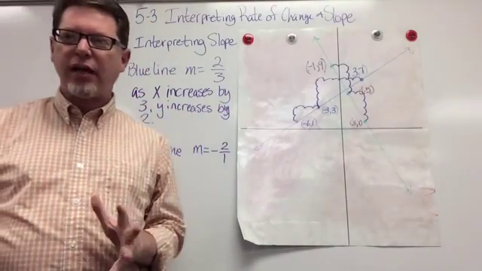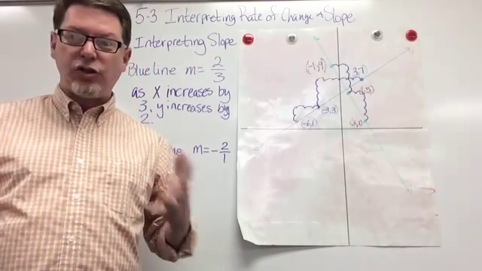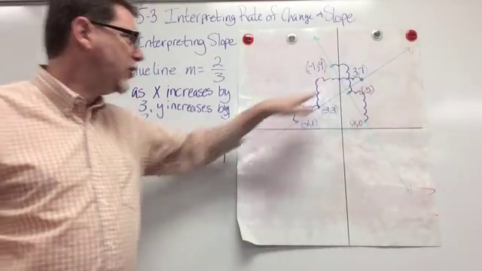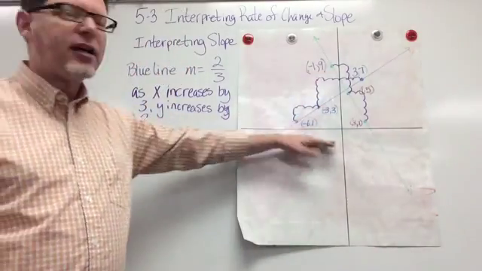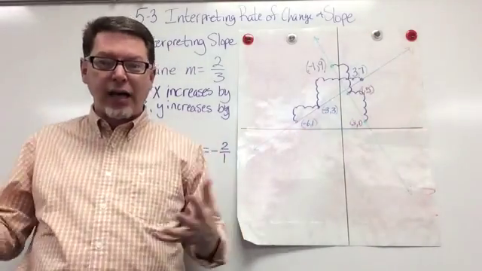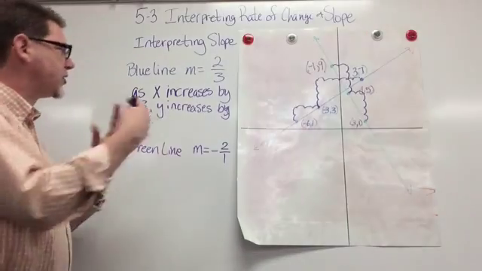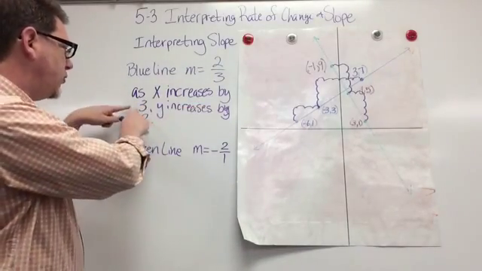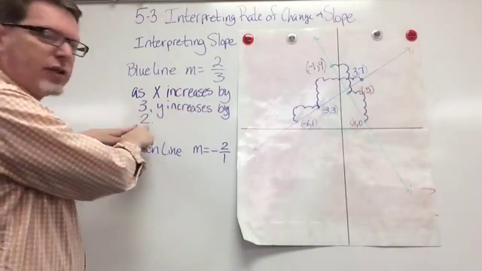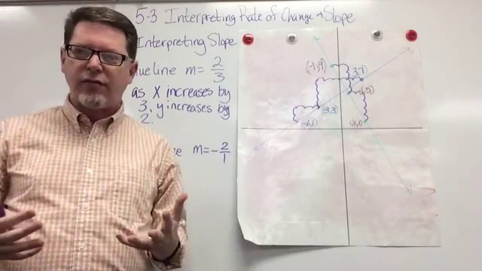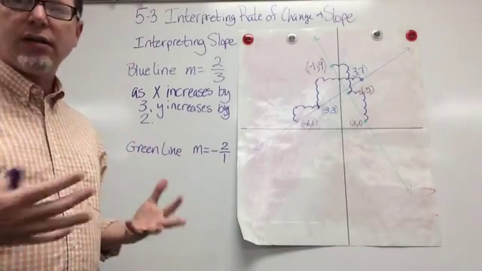Now, typically, you would have a real-world situation that you would be graphing on these lines, and x would be identified as time, perhaps, and y would be identified as distance. So it could be, so every time you traveled 3 minutes, you went 2 miles, or something to that effect. But that's how we interpret the slope.